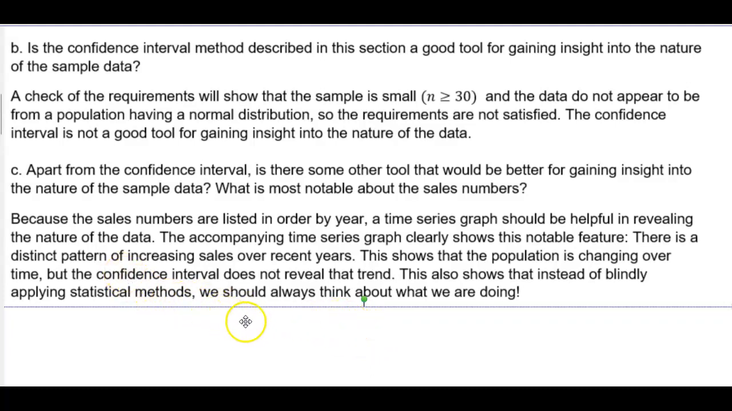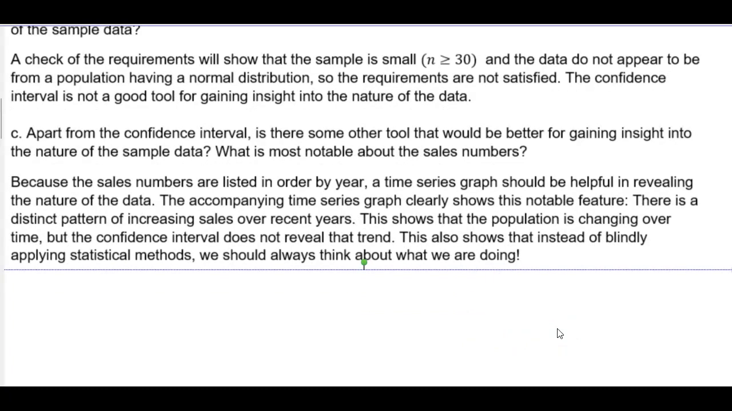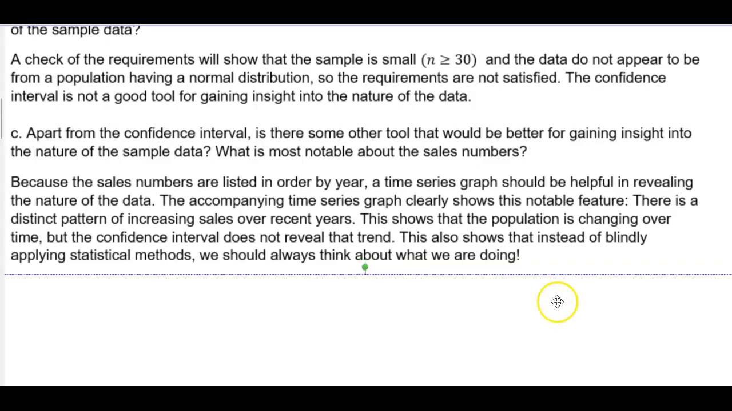There is a distinct pattern of increasing sales over recent years, and this shows that the population is changing over time, but the confidence interval does not reveal that trend. This also shows that instead of blindly just applying statistical methods, we should always think about what we are doing.